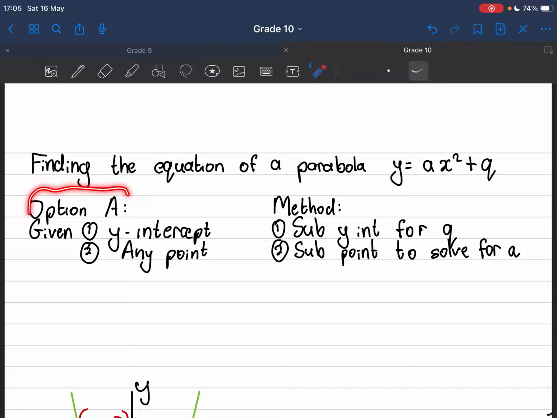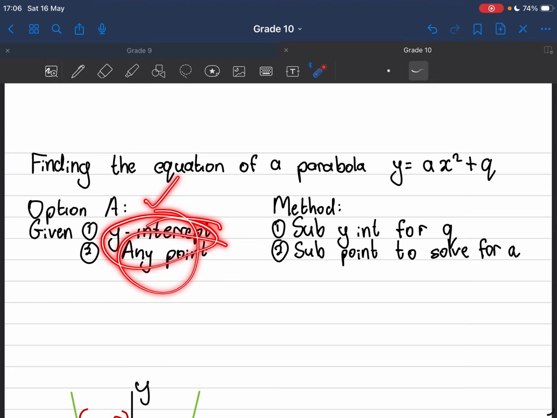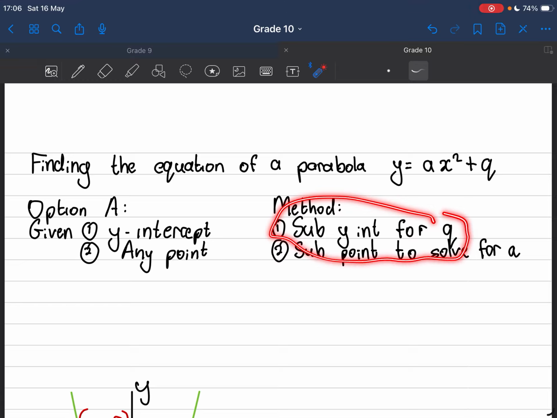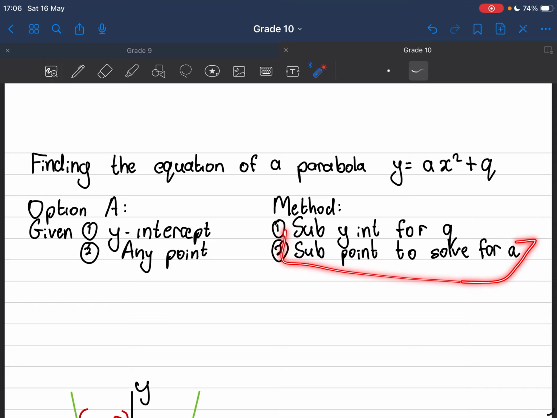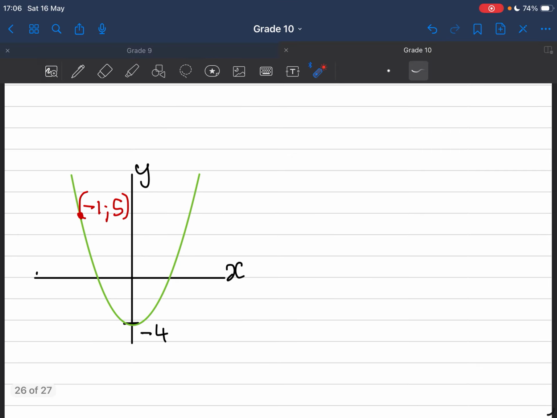The first option is only applicable if you are given the y-intercept and any other point. So given the y-intercept and any point, use option A. The method is you substitute the y-intercept for the variable q and you substitute the point to solve for the variable a. Let's have an example.